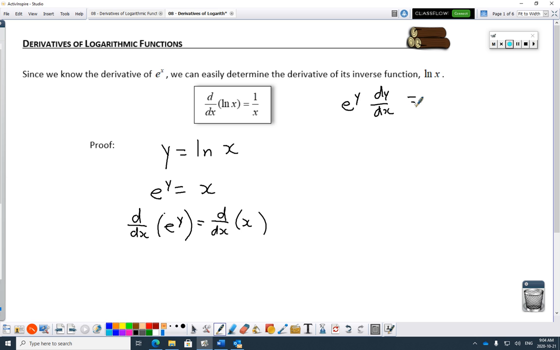And then watch this. This is great. The derivative by dx of x is just 1. One more step to get the derivative. Now, it's not done yet, but to get the derivative, one more step. dy by dx equals 1 over e to the y.